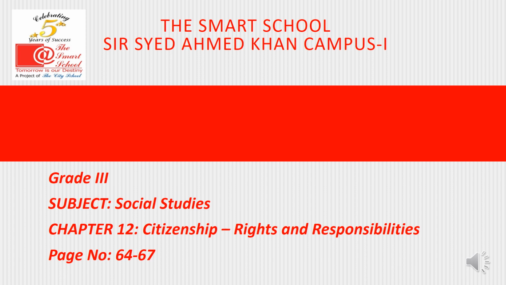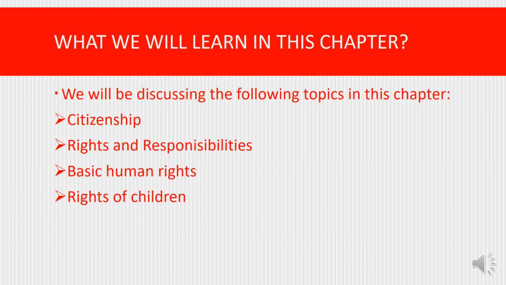Today, we will be discussing Grade 3 Social Studies, Chapter 12, Citizenship, Rights and Responsibilities. In the textbook, it is on page number 64 to 67. What will we learn in this chapter? We will be discussing the chapter topics: citizenship, rights and responsibilities, basic human rights, and rights of children.